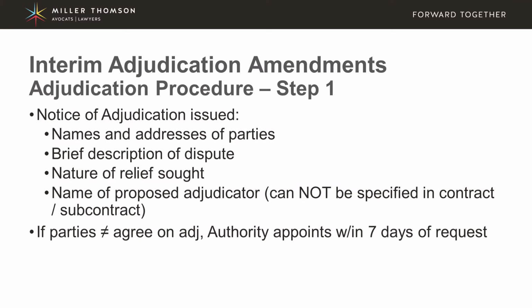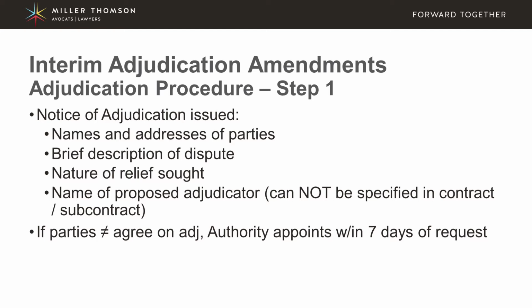Now, when a matter is headed towards adjudication, the first step is that a notice of adjudication has to be issued. This notice of adjudication has to set out the names and addresses of the parties that will be involved in the adjudication, a brief description of the dispute, the relief that's being sought in the adjudication, and a name of a proposed adjudicator, bearing in mind that a proposed adjudicator or an adjudicator as agreed upon between the parties cannot be specified in a contract or a subcontract.